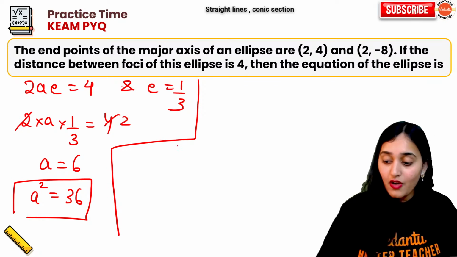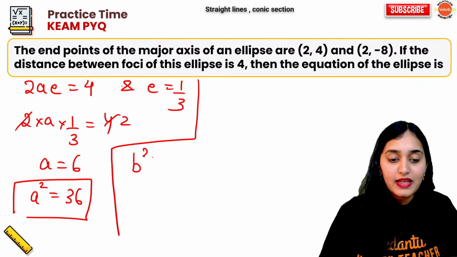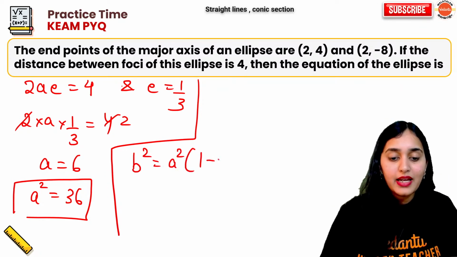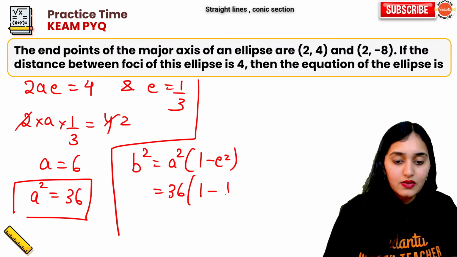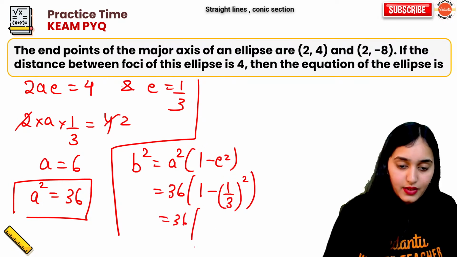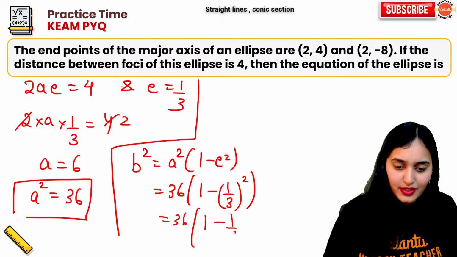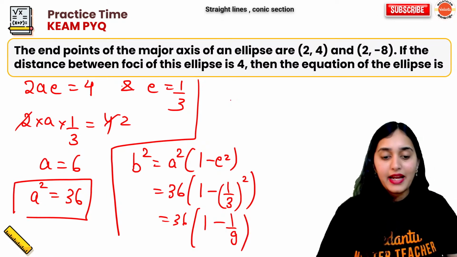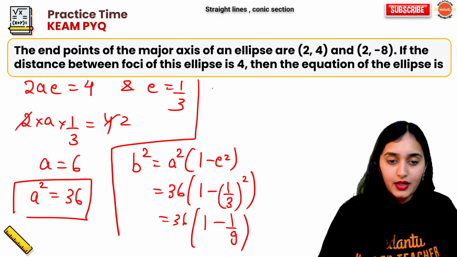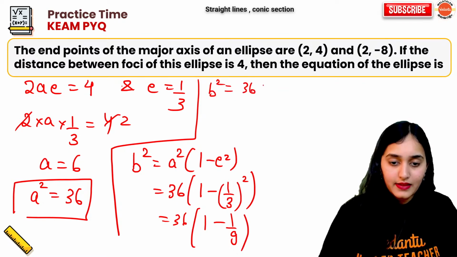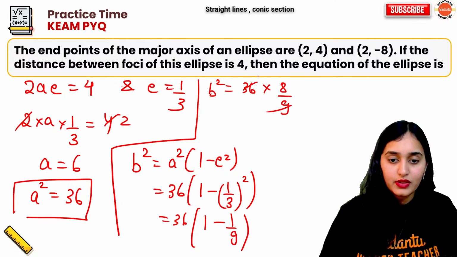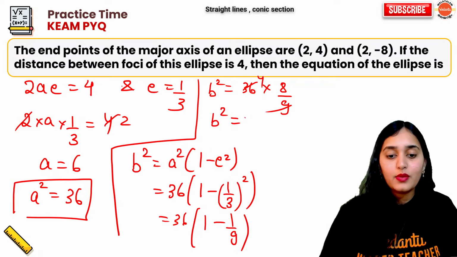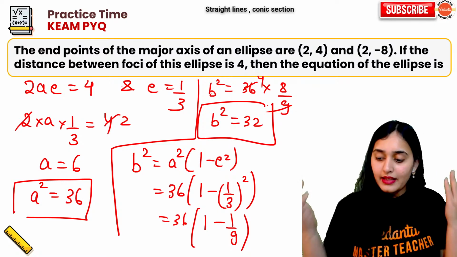So, what will be the value of B? B square is A square into 1 minus E square. So, it is 36 into (1 minus (1 by 3) whole square). So, this is 36 into (1 minus 1 by 9). So, this is 8 by 9. So, B square is equal to 36 into 8 by 9. 9 4s are 36, 8 4s are 32. B square is 32. That's your answer.